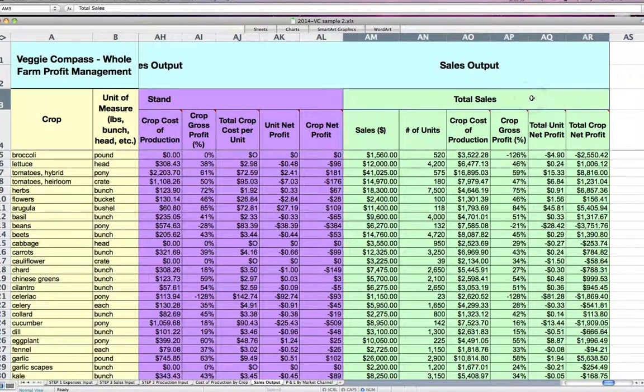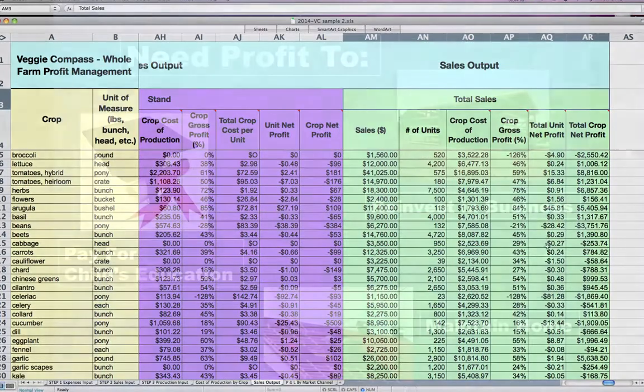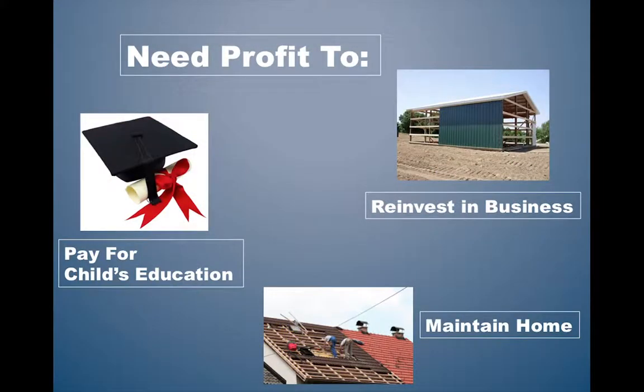For me, when I get a price that matches total crop cost, it's already covering my salary, healthcare expenses, and even retirement payments. Anything beyond that is thus available to put back into the business, like raising wages or building a new packing shed. But I also need a profit to pay for my son's education and things like a new roof on my house.